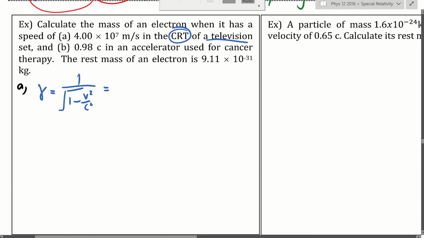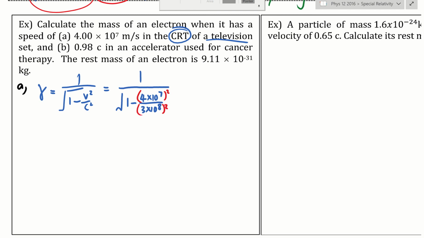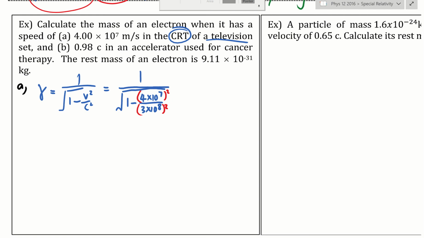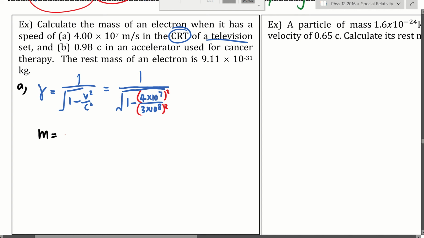Now in this example, they're actually giving us the speed, so we cannot use a shortcut. We have to actually type the speed in like this over c squared, which is 3 times 10 to the 8. Now remember, both of these are squared, and then there is a giant square root on the outside. That's going to give you a gamma factor, and then we can do the actual equation, which is the mass is the gamma factor multiplied by the rest mass.